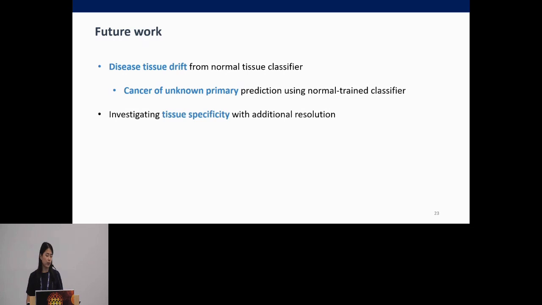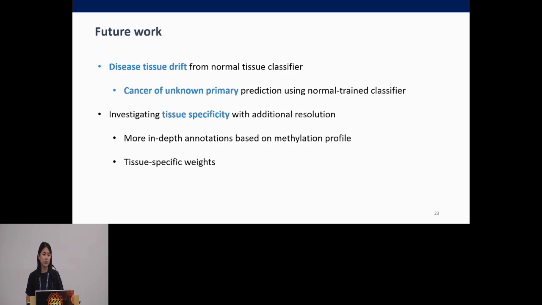We also want to investigate tissue specificity with additional resolution, where some annotations might not be available to the resolution that we need, or some of the annotations could be more detailed, and that could be picked up by a classifier trained with more resolution. And then we also have tissue-specific weights to look at tissue-specific CpG sites, which could be behaving differently across more of the tissues if we have them on hand.